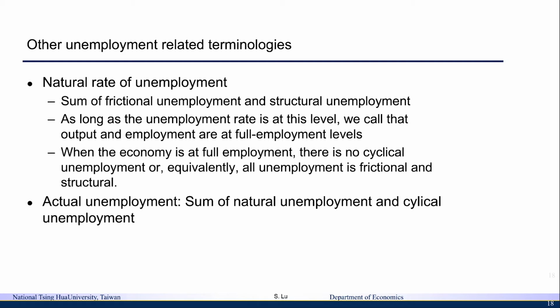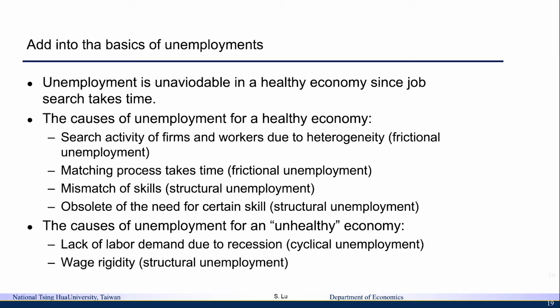Given that there are three types of unemployment, which are frictional unemployment, structural unemployment, and cyclical unemployment, the actual unemployment is the sum of all these three types. So to conclude, we say that unemployment is unavoidable in a healthy economy since job search takes time. There are different causes of unemployment for a healthy economy, and also there are causes of unemployment for an unhealthy economy.